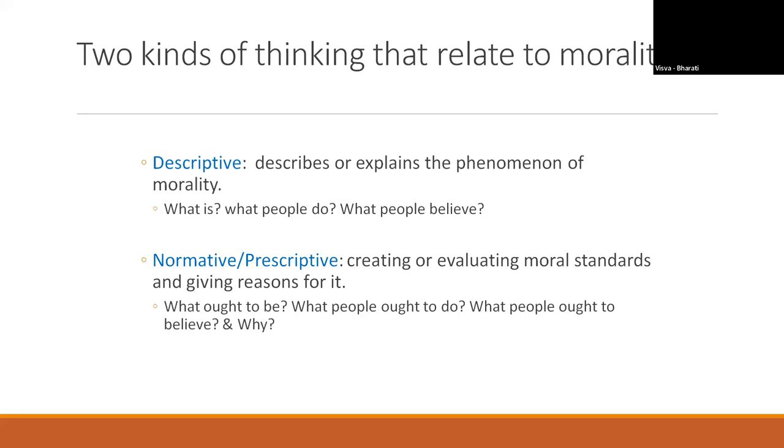To give a very simple example, if I say, you are a good girl, I am describing. But if I say you ought to be a good girl or you should be a good girl, then I am prescribing. The kind of thinking that is mostly used in ethics is the prescriptive or the normative kind of thinking about what ought to be, what should be.